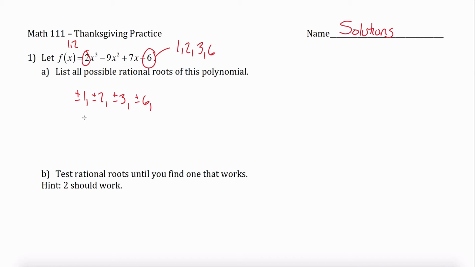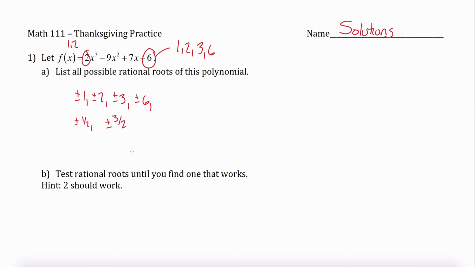So 1 divided by 2 gives me 1/2. 2 divided by 2 gives me 1. I already have that, I don't need to write it again. 3 divided by 2 gives me 3/2. And 6 divided by 2 gives me 3. I don't need to write that again because I already have it. So here, I put in the plus or minuses to account for the signs, and I get 12 possibilities. These are the possible rational roots of this polynomial. They're not all roots. It's just the only possibilities for rational numbers.